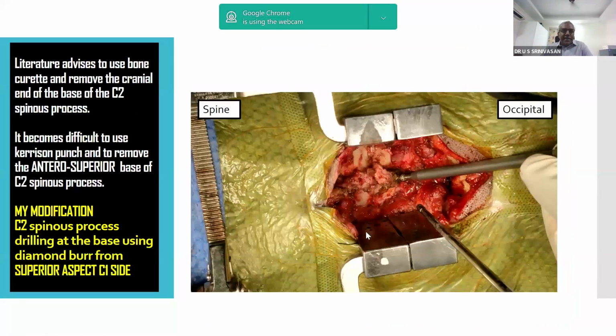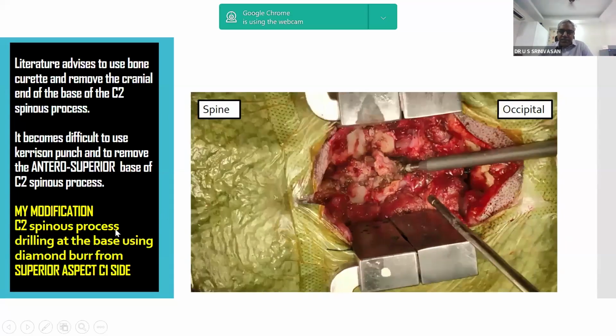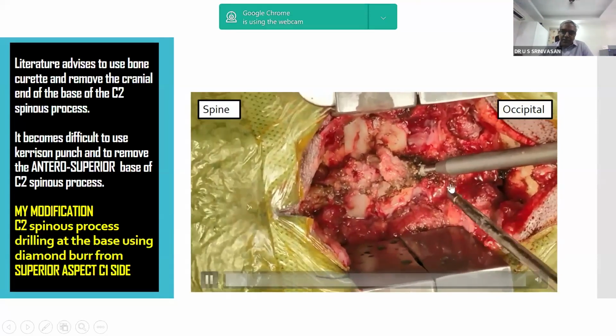Now, literature advises to use a Kerrison punch and remove the cranial end of the base of the C2 spinous process, which is very difficult to do. It becomes difficult to use because the C1, C2 junction is the area where there is severe compression. There is a risk of paralysis. So I have modified it. I use drilling even from that. For that, C2 spinous process drilling at the base from the superior aspect.